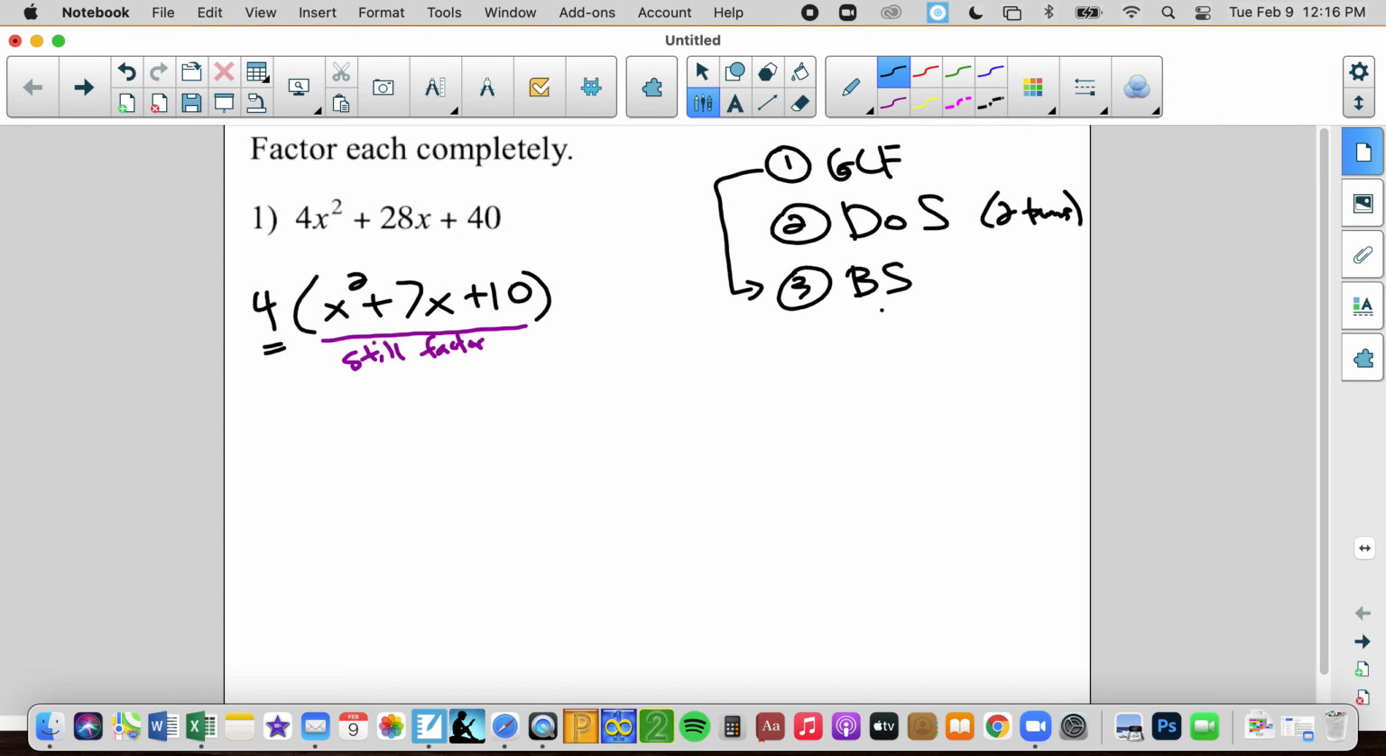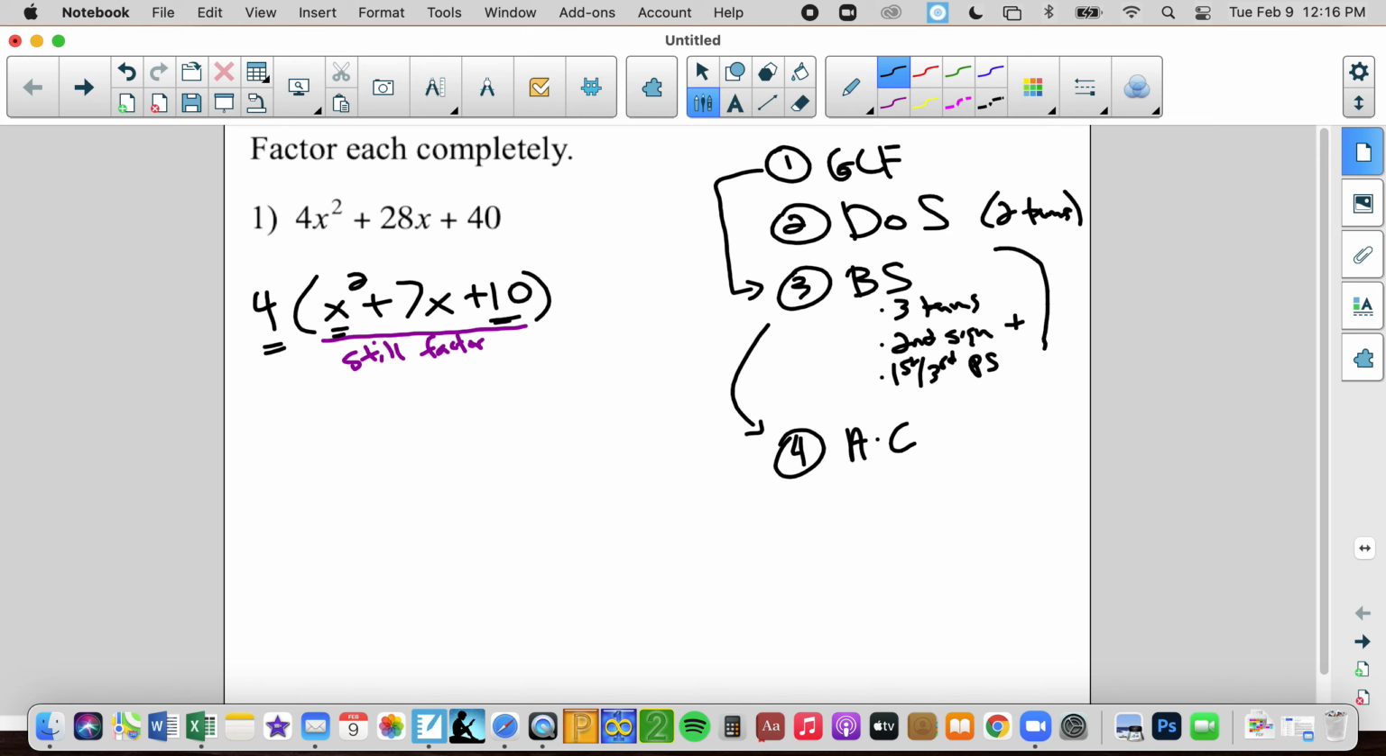All right, a binomial square is 3 terms. This has 3 terms. Second sign positive. This has a second sign positive. The first and third are perfect squares. The first is a perfect square, but the third is not a perfect square. So I know that it's not a binomial square. So I have to go to the next one. So I'm going to bump down. And the fourth one is A times C.